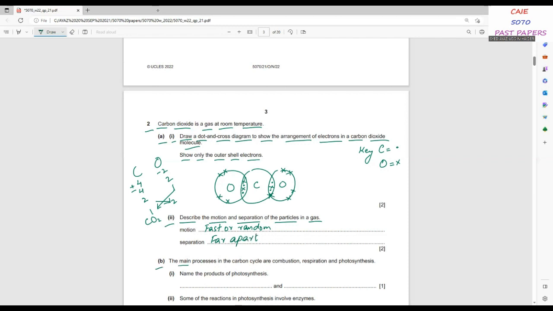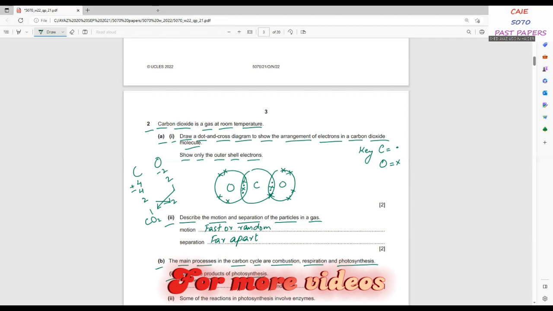Part B. The main processes in the carbon cycle are combustion, respiration, and photosynthesis. Number one, name the products of photosynthesis. We know that during photosynthesis, the plant takes up carbon dioxide and water from the air, and in the presence of sunlight, it produces two products. One is oxygen gas, and the other is its food, which is glucose.